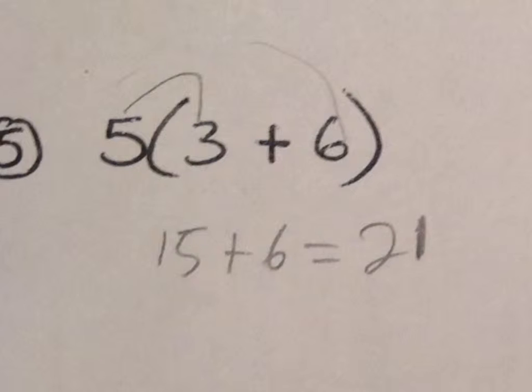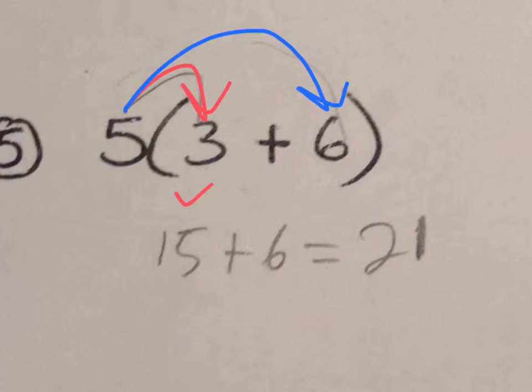So this individual multiplied 5 times 3 and got 15. Nice, that's great. But then next you have to multiply 5 times 6. You got to make sure you distribute it to every term inside the parentheses. And that should have given you 30. So it should look like 15 plus 5 times 6 is 30 equals what?